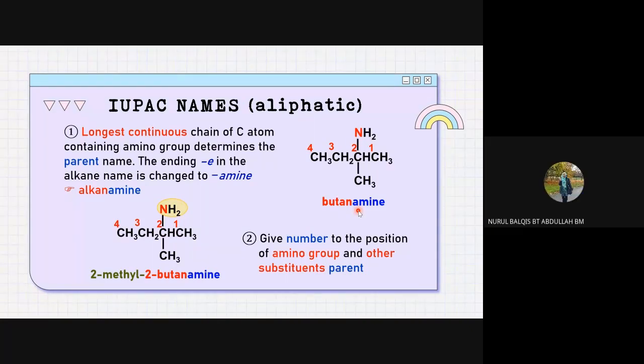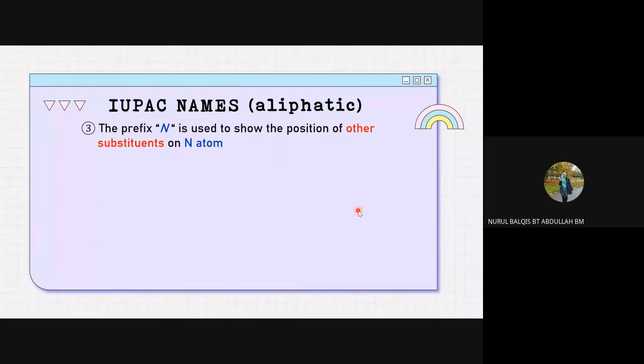Now kita tengok lagi satu. If yang tadi tu, kalau kita ada substituents on the carbon chain. Now, if you have substituents, apart from only one carbon yang tadi, kita ada lagi satu. Another hydrogen on the nitrogen will be substituted with alkyl group. Kita maksudnya akan ada substituents on nitrogen. Kalau ada substituents on nitrogen, you must put the location as N. Bukan nombor, tapi N sahaja. Okay, so the prefix N is used to show the positions of other substituents on nitrogen atom.